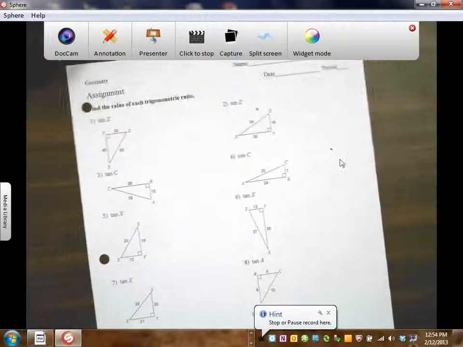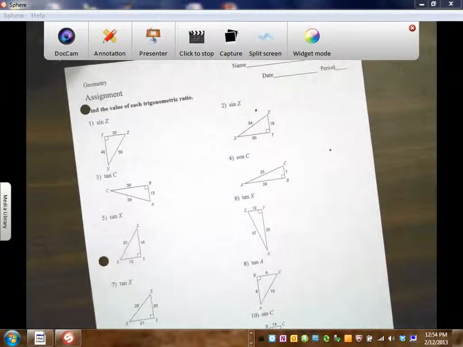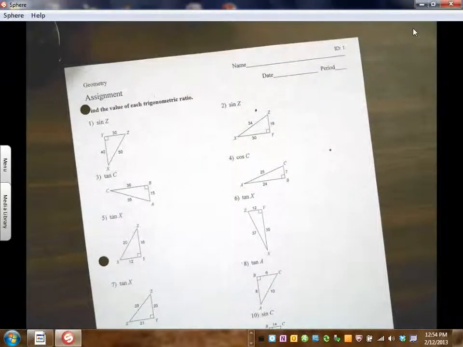Okay, so I want to talk about how to do this homework assignment that you have. And this is what it looks like. Let me close this window up here so we can see the whole thing.